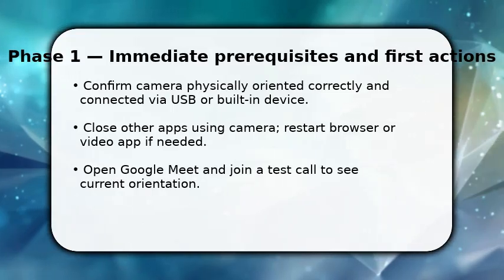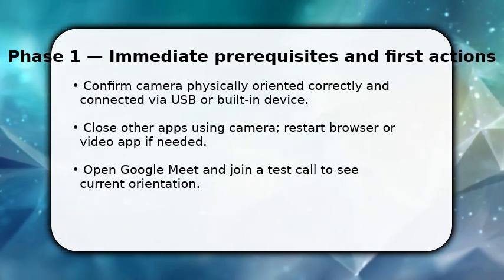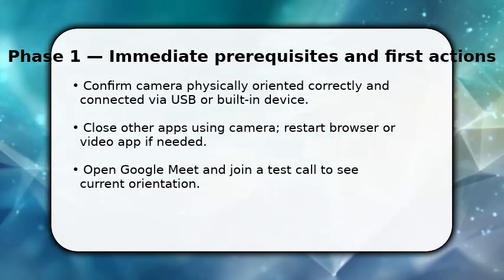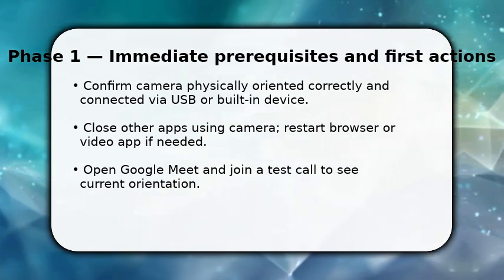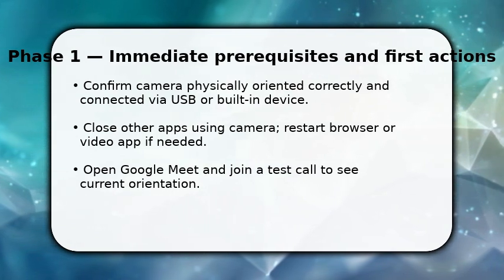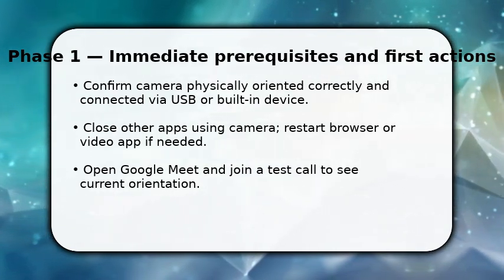You're starting right away. First, verify the camera is mounted correctly and connected. Make sure no other app is grabbing the feed. In Google Meet, join a quick test call so you can see the issue live. Once you have the preview, click the 3 dots for Settings and select Video.